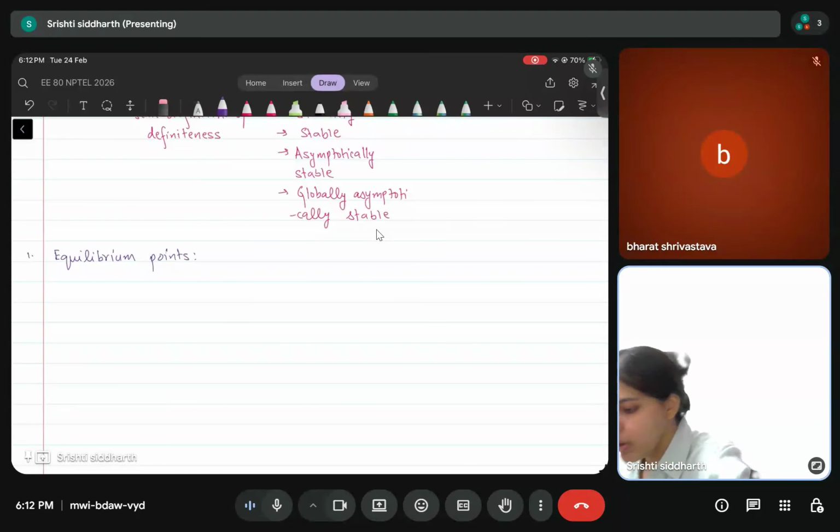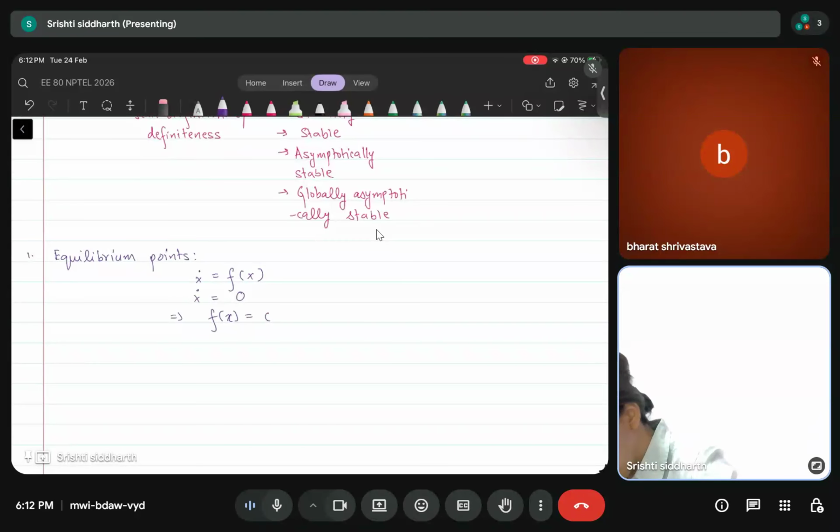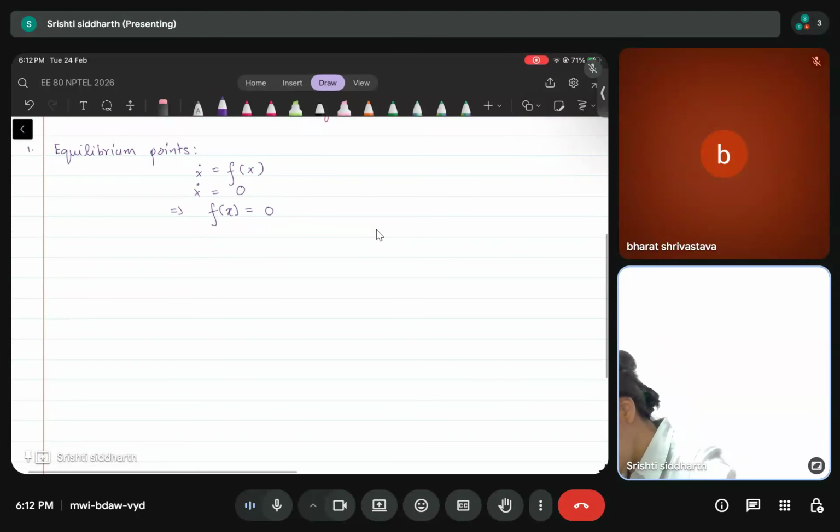So given a nonlinear system, x dot equals f of x, the system would have equilibrium points, and we can compute these by setting x dot equals 0. That is, finding the roots of this equation. Alright, so let's look at the question.